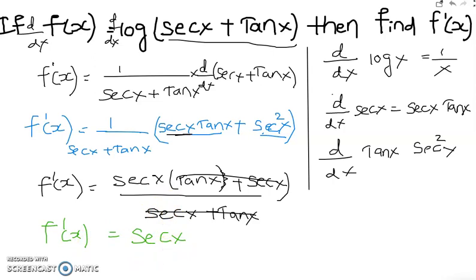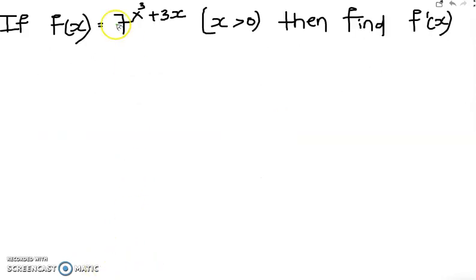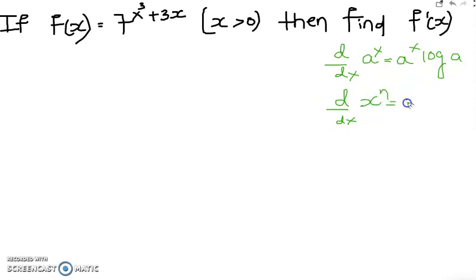Now let's see some other question also. f of x is equal to 7 power (x cube) plus 3x. Then what is the value of f dash of x? First of all, what are the formulas which we are going to use? d by dx of a power x is equal to a power x log a, right? In the same way, d by dx of x power n is nothing but n x power (n minus 1), right? This is the question.